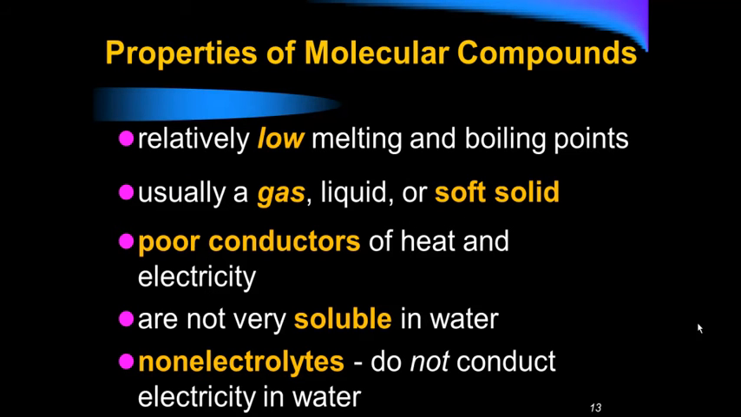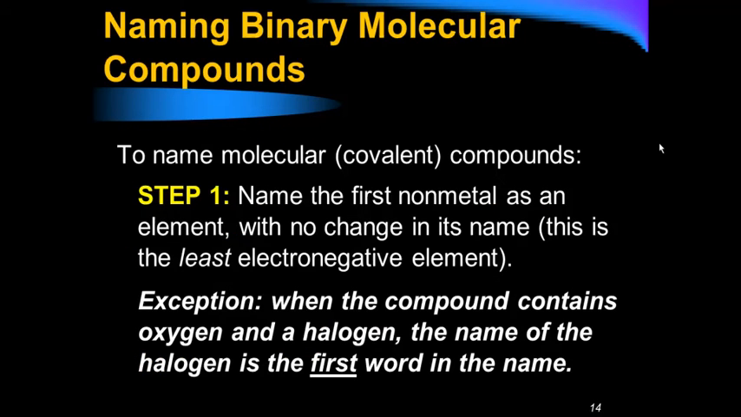And the properties of the molecular compounds are pretty much what you'd expect, considering they come from nonmetals. They have, relatively speaking, low melting and boiling points. A lot of them are gases, a few liquids. If they are solids, they're going to be a soft solid. They don't conduct heat and electricity very well. They don't dissolve very well in water. And since they don't dissolve well, they're not going to transmit electricity through water. So they're not electrolytes.